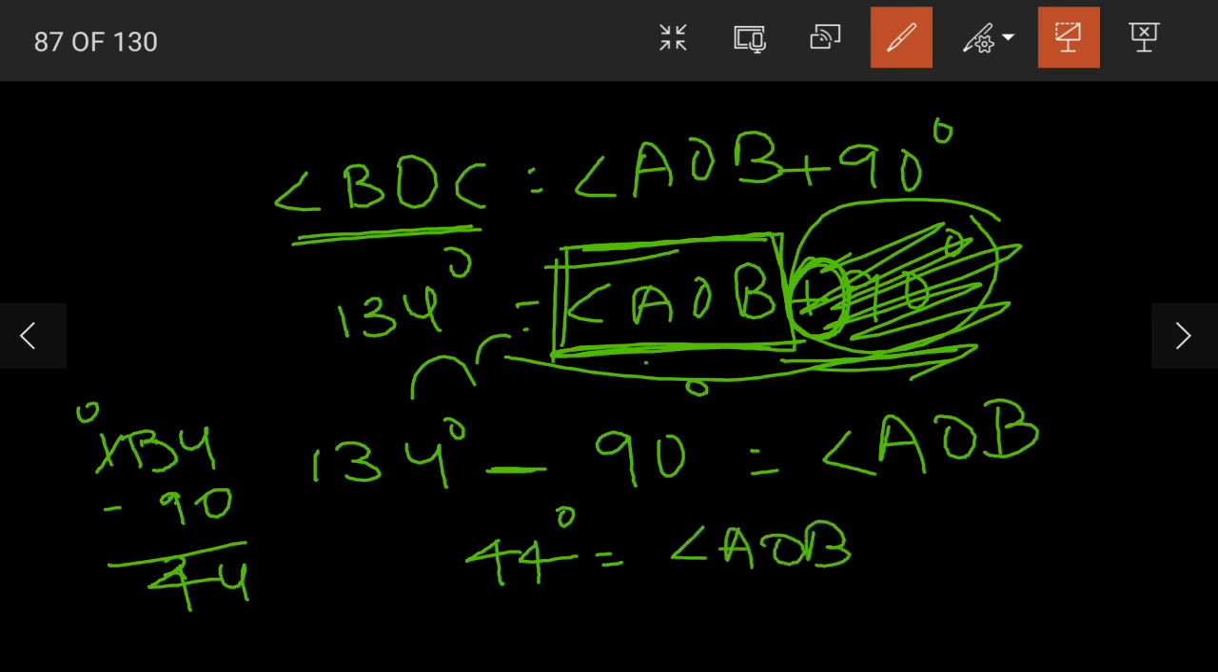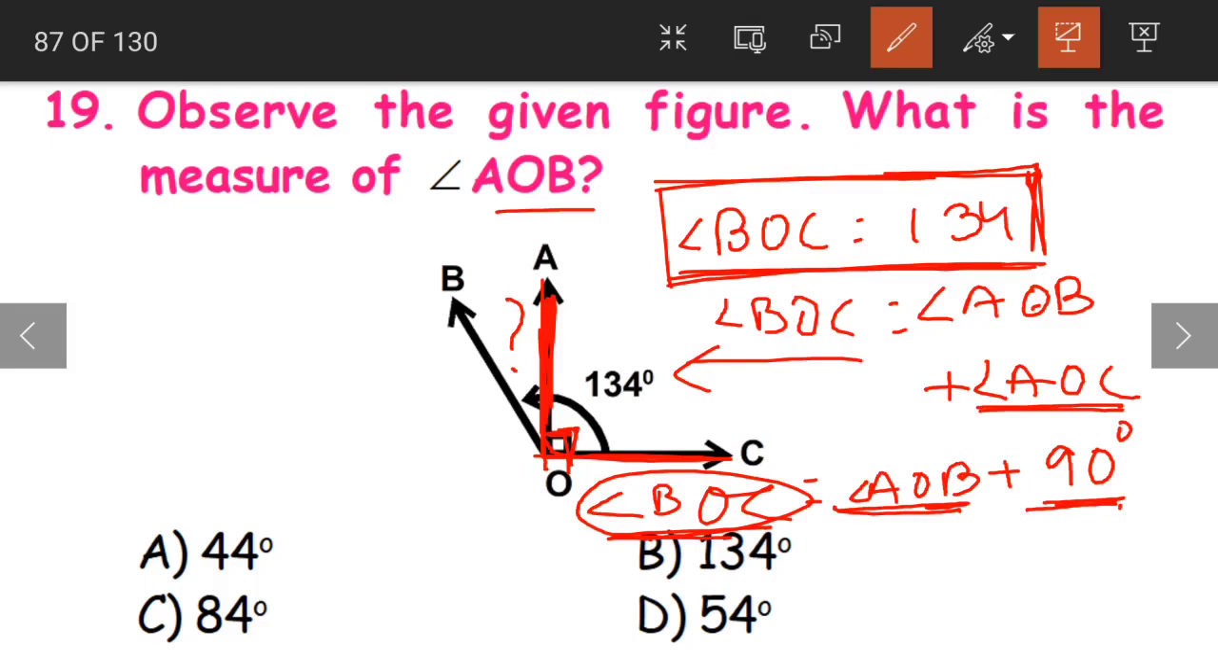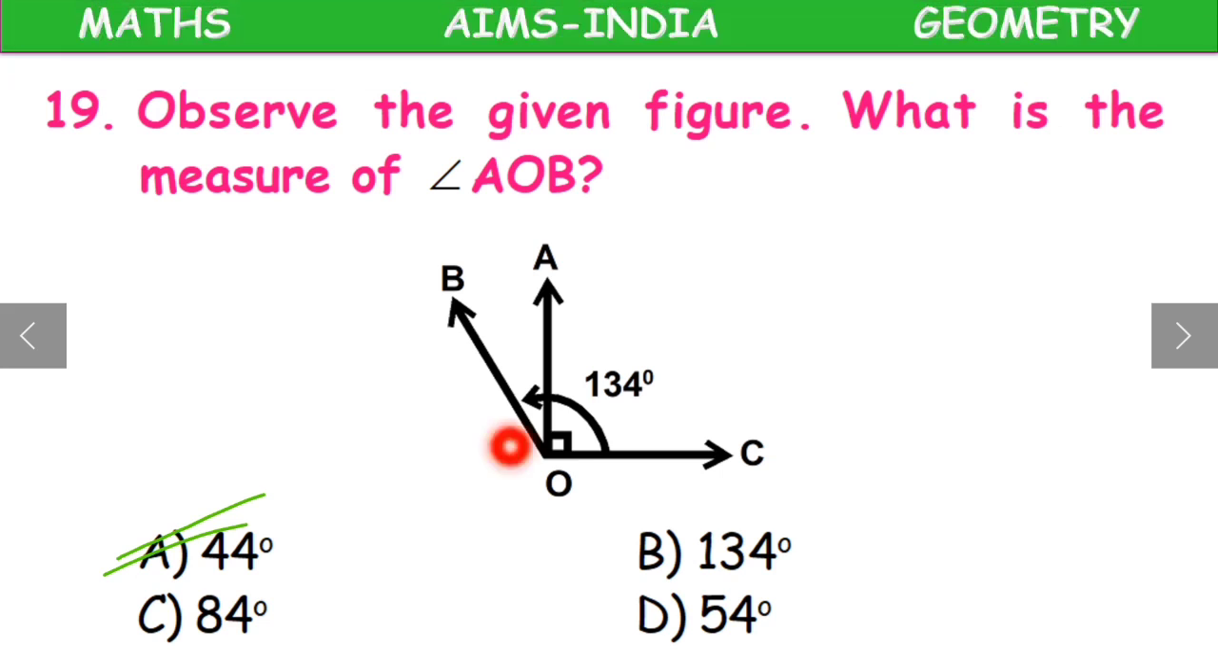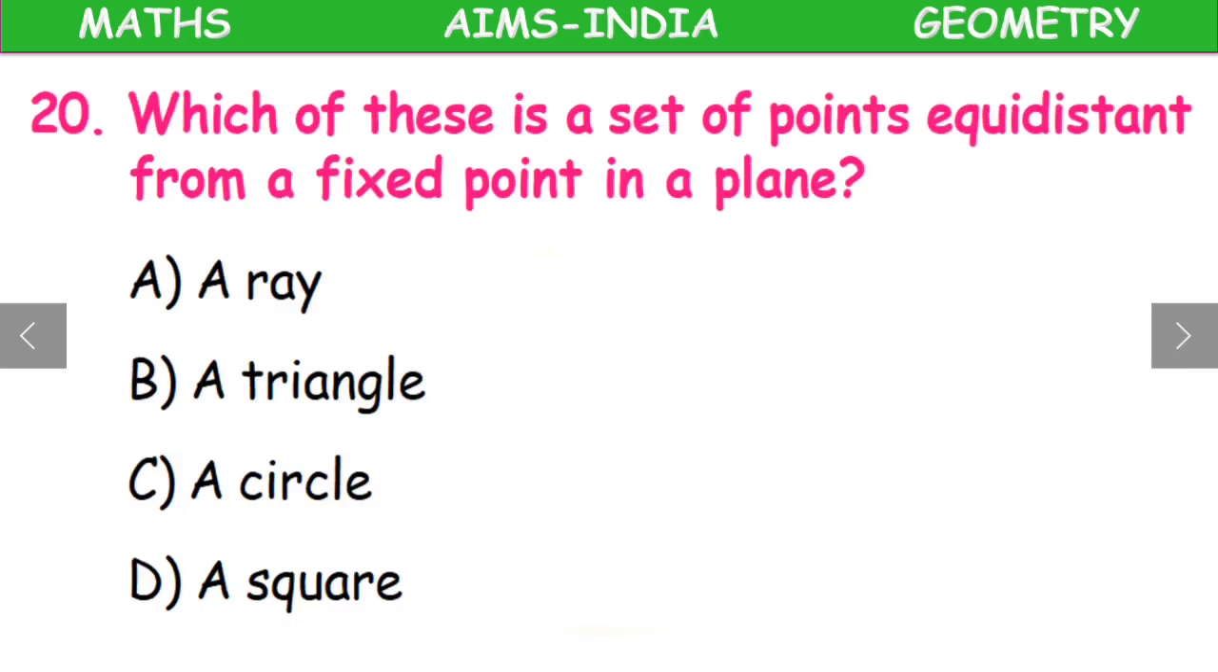What is the value of AOB, children? Angle AOB is equal to 44 degrees. I hope this is clear. Our answer is option A, 44 degrees. I hope you have understood how you solve this problem. The complete angle is made up of two small angles. So with the help of those values, we have found out the value of our angle AOB.